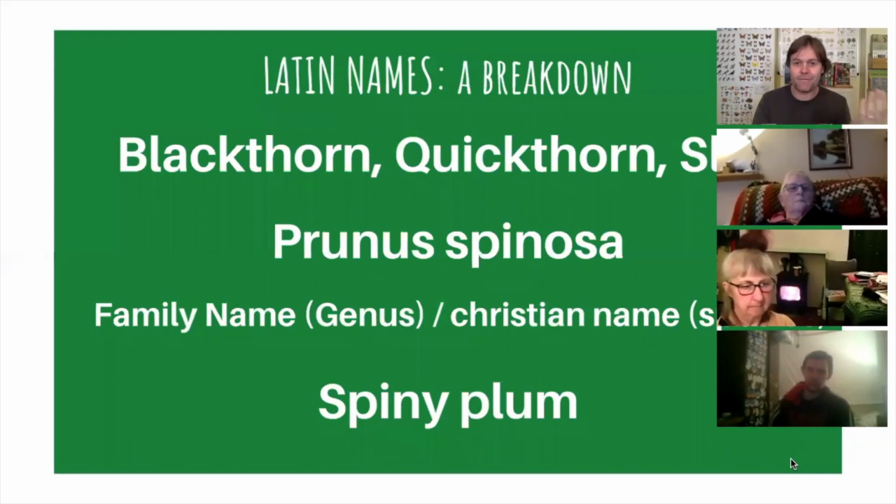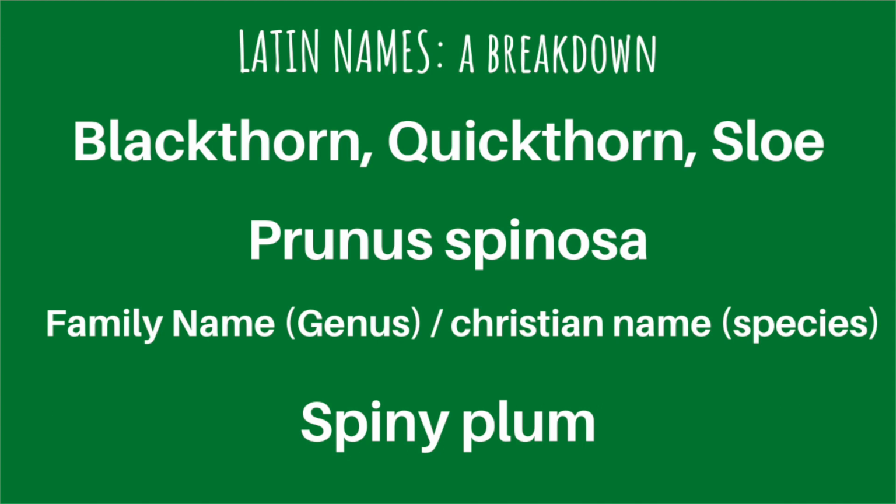I like to call it the family name and the Christian name because that's easy to remember. So if I'm James Kendall, with the Latin name it's backwards, so it's Kendall James. That way around, that's how it would work. So Prunus is the family and spinosa is the species or Christian name. And in this case, if we understand the Latin, it can give us a little clue about the plant as well. Here we can see that Prunus spinosa literally means spiny plum, and that's a pretty apt description of a blackthorn.